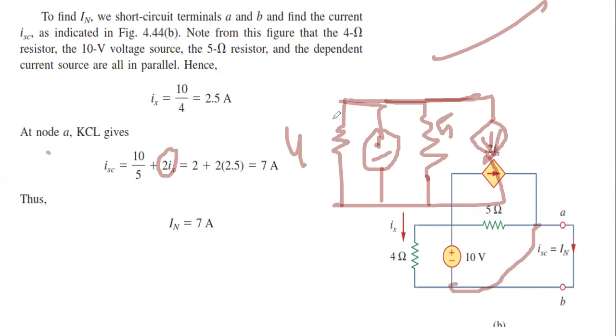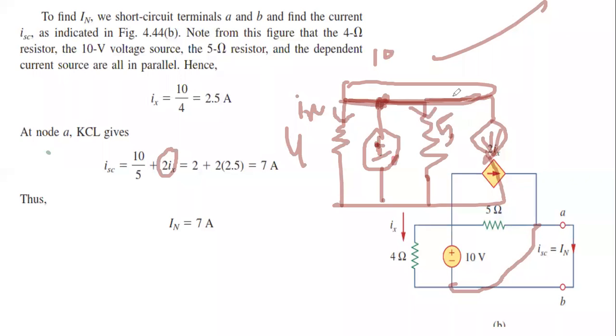This current can be taken whatever you want. This current is Ix because it is going down, so I have to take it as Ix. This is a voltage source, so the voltage here is going to be 10 volt. Voltage remains constant in the parallel circuit. So this voltage will be 10 volt because this source is of 10 volt. This is the resistance 5 ohm, so here the current will be 10 by 5.